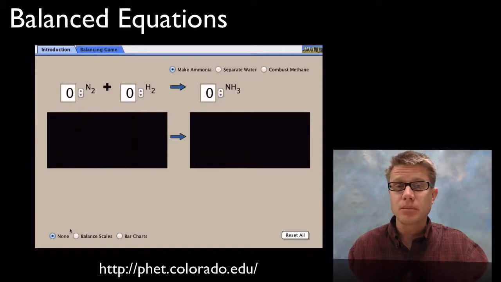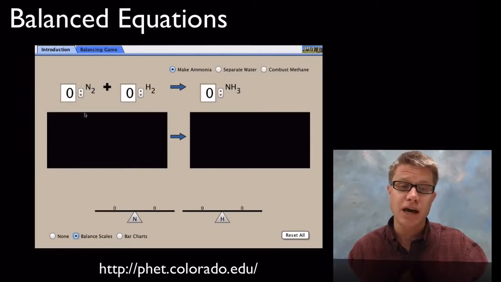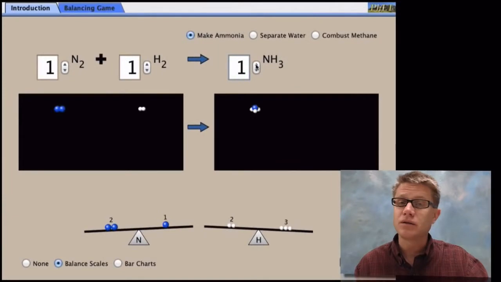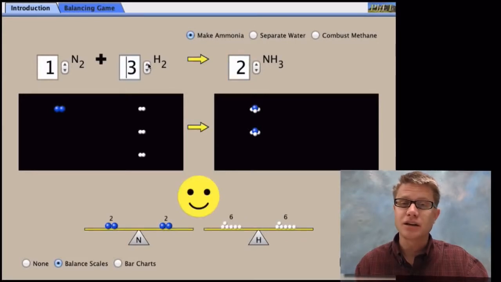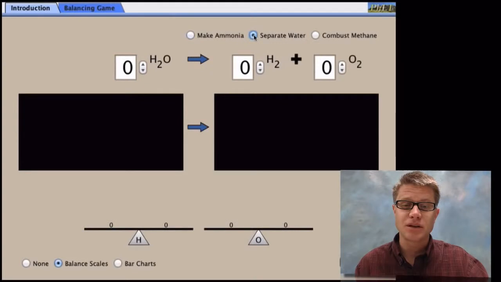Now, a great way to look at balancing equations is on PhET. What you can do is go there and actually set up balance scales of the atoms. So here we're looking at making ammonia. I can add 1 mole of each of these, and I can see that it's not balanced. On the left side, I have too many nitrogen. Now I can balance it with hydrogen, and you can see I get a smiley face because I've balanced the atoms on either side.